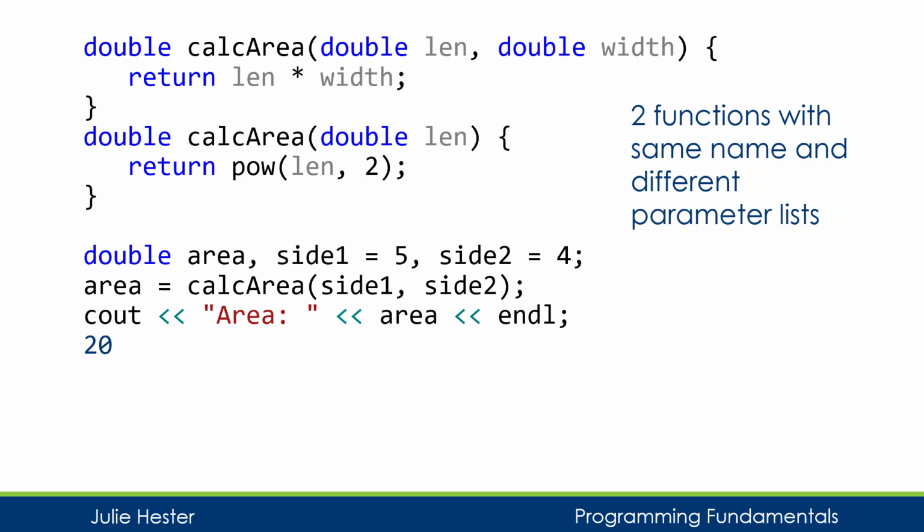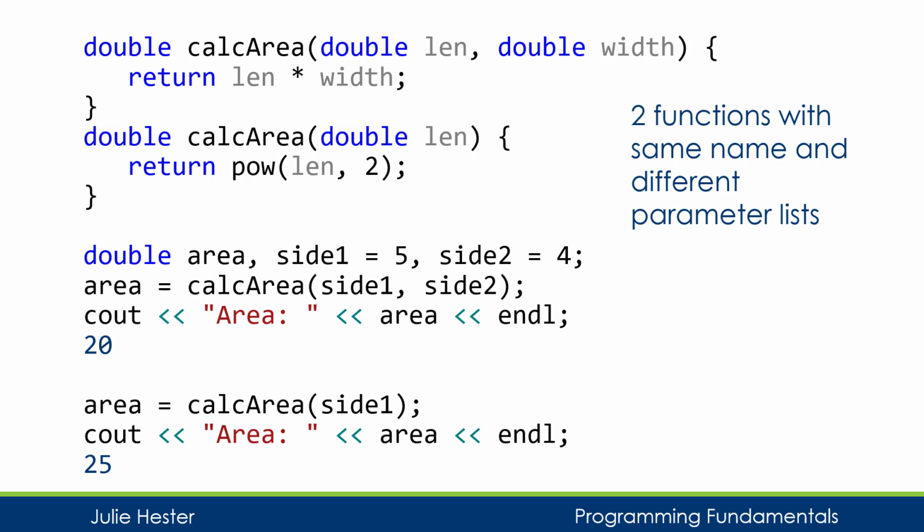So now, when I want to call the function, in the first example here, I have a variable side1 that's set to 5, and side2 is set to 4. I'm going to call calc area with both of those values, and the value I will get back will be 20, or 5 times 4. But if side1 was part of a square, then I wouldn't call it with a side2. I would only call it with side1. And this time when I call calc area, I'm not calling the first calc area, I'm calling the second calc area. The second one is called, the value 5 is squared, and 25 is returned.